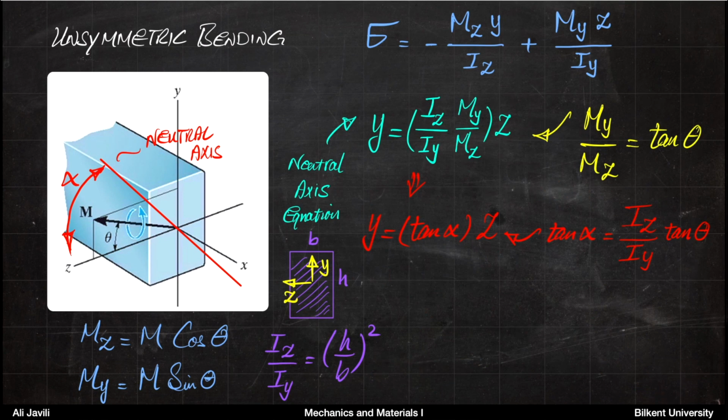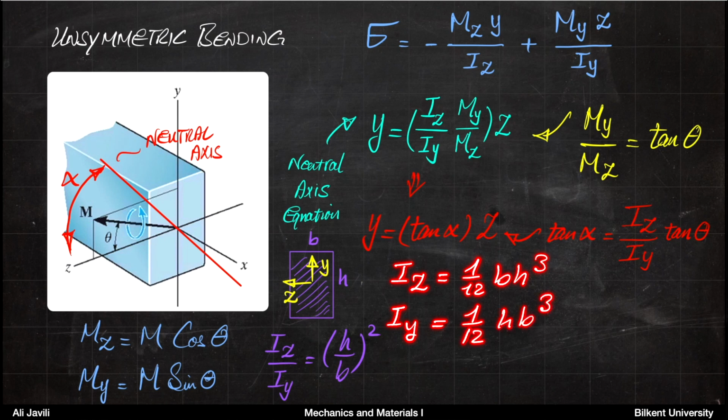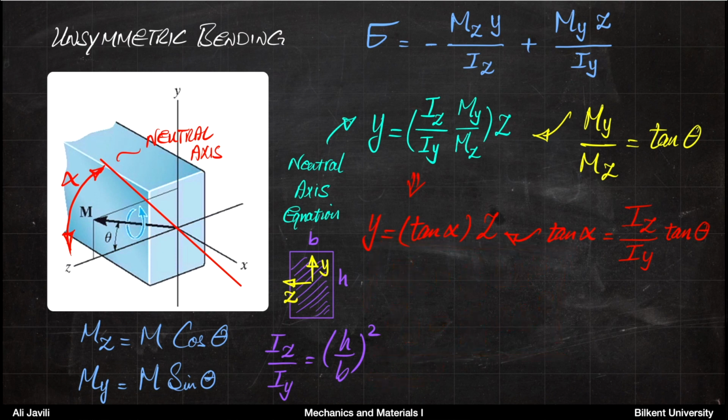So in order to better explain that, we look at a rectangular cross section here. Assume you have a rectangular cross section with width b and height h. In this case, Iz would be 1 over 12 b h cubed. Iy would be 1 over 12 h b cubed. So from these two, if you calculate Iz divided by Iy, it would be h divided by b to the power 2. So what does that mean?